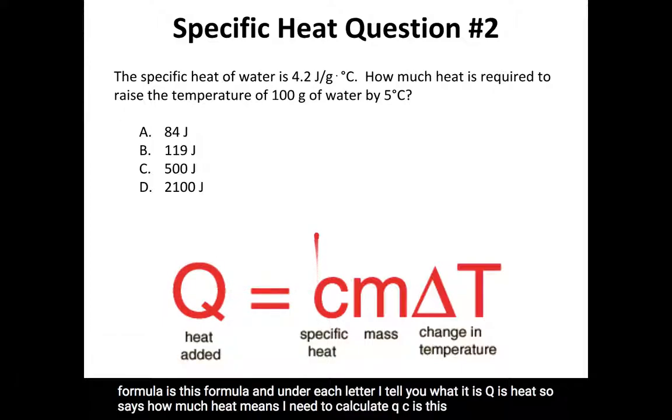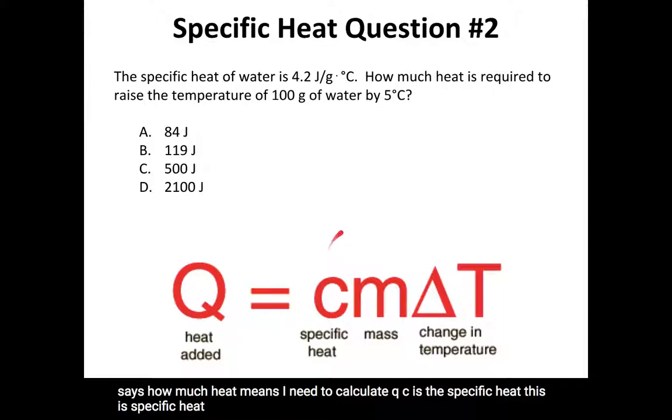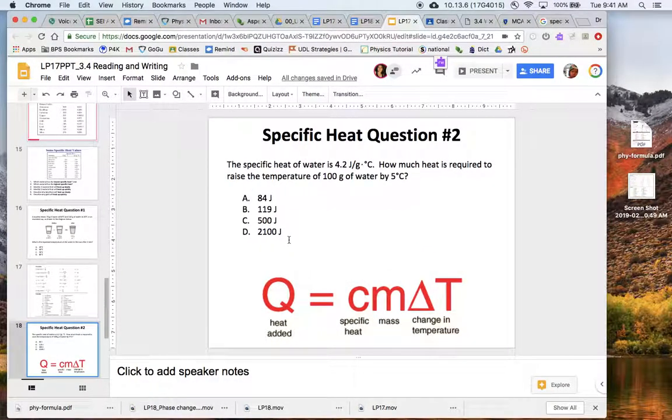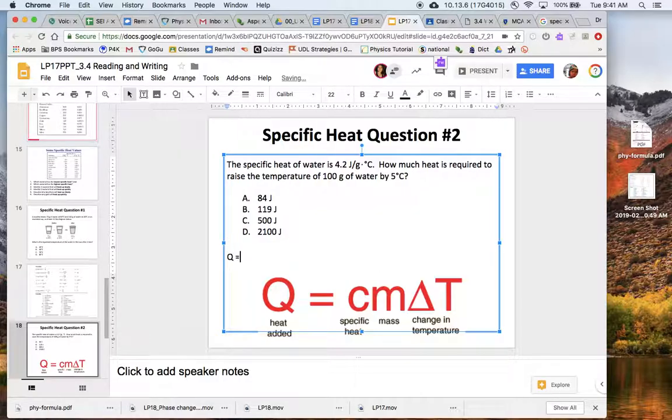C is the specific heat. This is specific heat. M is mass. And T is the temperature. So now let's calculate and determine the value. So if I go here, Q equals M multiplied by C multiplied by T. So C is the specific heat. It says here the specific heat is 4.2. Then I multiply that by the mass.